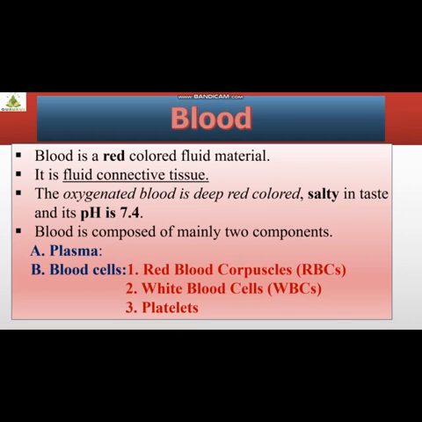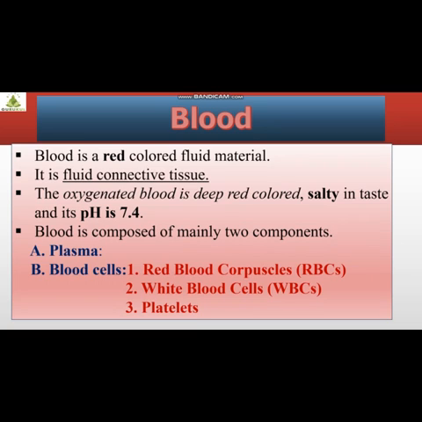Students, we all know that blood is a red colored fluid material. It is a fluid made up of connective tissue. Now the oxygenated blood is deep red color. You must be thinking, what is oxygenated blood? Blood carrying oxygen is known as oxygenated blood. Clear? Oxygenated blood is deep red in color, salty to taste, and pH is 7.4. What is pH? pH is the concentration of hydrogen ion, and it is 7.4. This we have to remember.